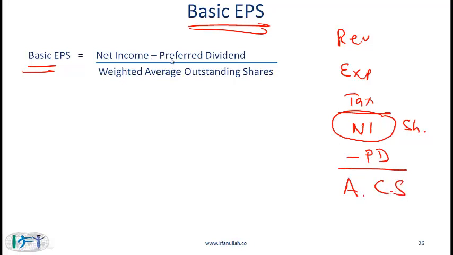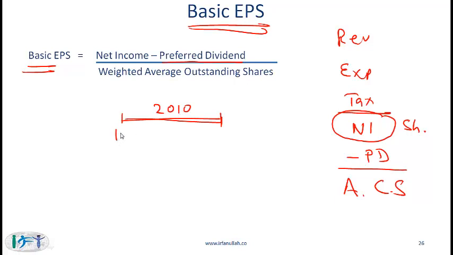That's why in the numerator we subtract the preferred dividend. This gives us the income available to common shareholders over a given period, let's say for the year 2010. We then have to divide by the weighted average shares outstanding. We say weighted average shares outstanding because the number of shares outstanding over the year is not necessarily static.